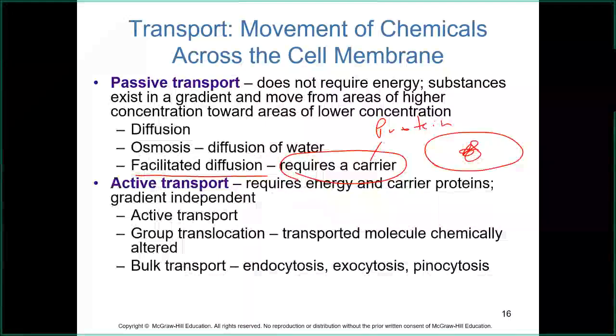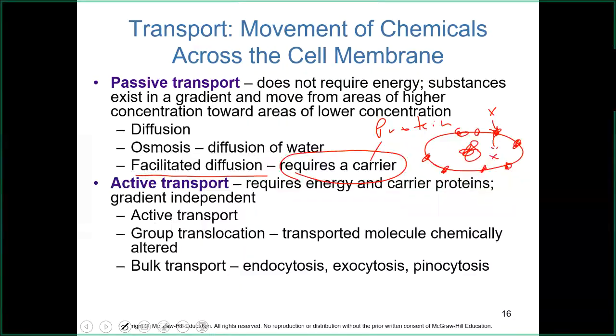Let's say there are these little proteins embedded in here, and let's say there are little channels through them. These might be places through which substances, some of them, are going to have to come through. So these would qualify as carriers. Substance X attaches to that carrier, and then the carrier deposits X inside of the cell, functioning as a transport mechanism in facilitated diffusion.